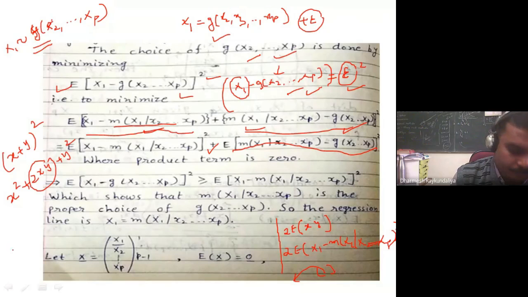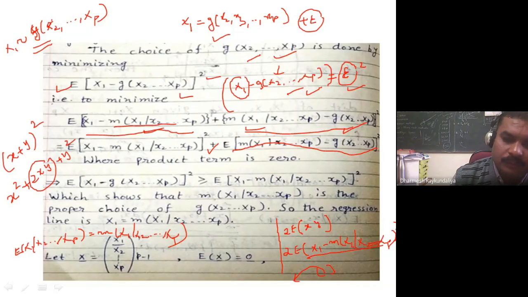Am I right? Yes sir, we know that the expectation of x1 given x2 to xp is nothing but m. Okay, so this we know, so that is why this becomes zero. So zero into 2 into this quantity is again zero. So now you have these two terms.